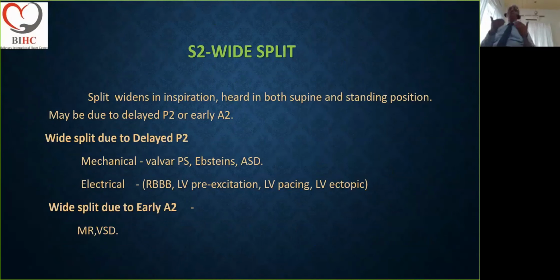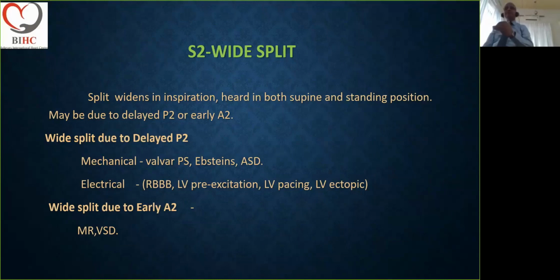Mechanical reasons, you can think of valvar pulmonary stenosis, Epstein's anomaly, ASD. In all this, the ejection is prolonged and the P2 is inscribed later. You can have electrical reasons doing it, there being nothing structurally wrong with the heart. And the prototype electrical reason is a right bundle branch block. The RV excitation starts later. The equivalent of that is a WPW syndrome with the accessory pathway on the left side. It is the LV which is pre-excited, so RV is relatively later.